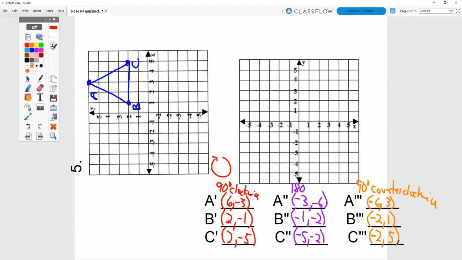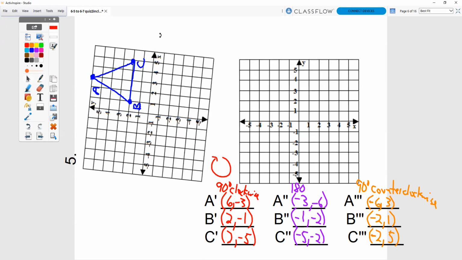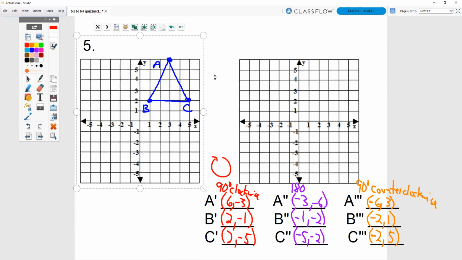Now that we have our points, we can turn our paper back to normal and we can graph our 3 triangles. So if I graph the clockwise ones, 90 degrees clockwise, over to 6, down to -3, this is where A prime is at. To -1, that's B prime.